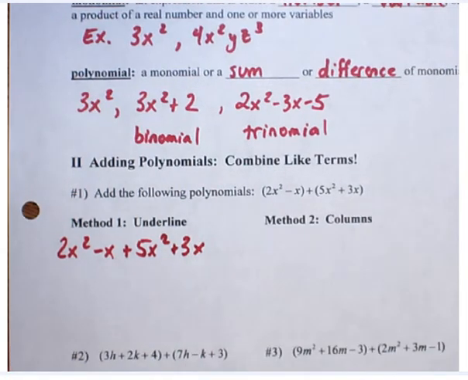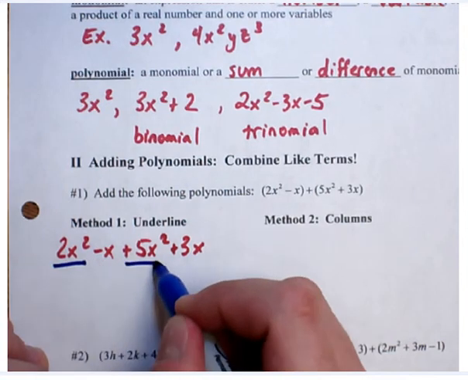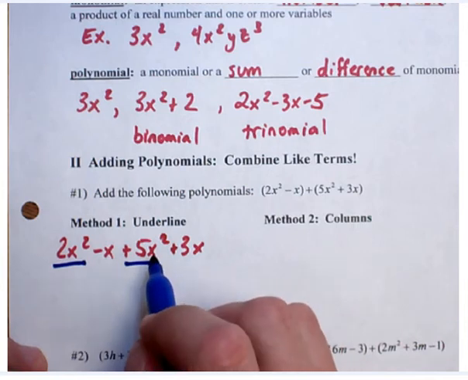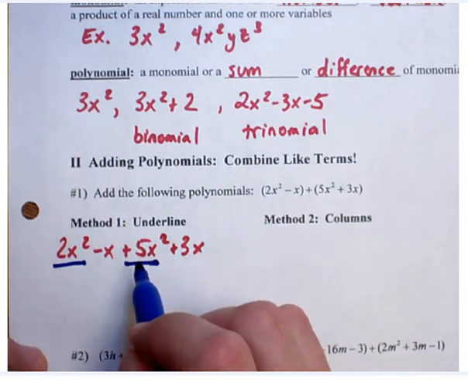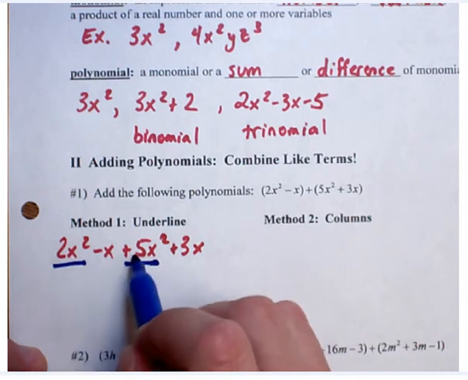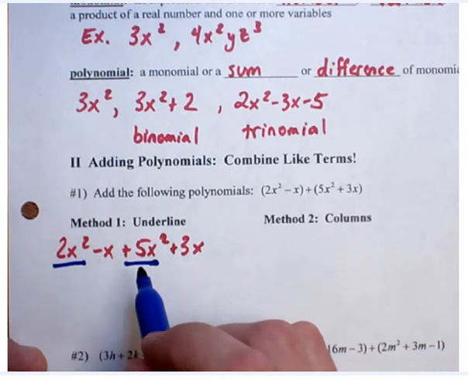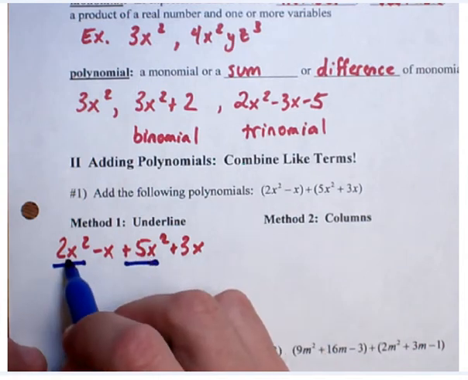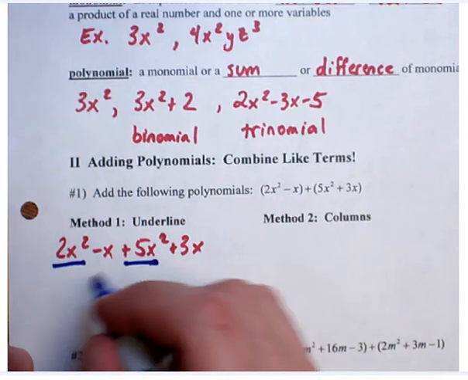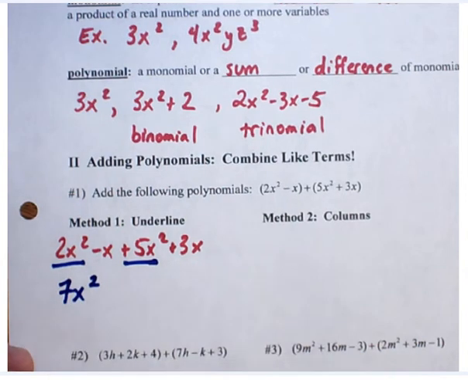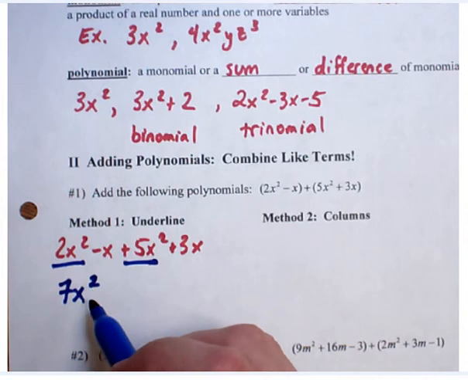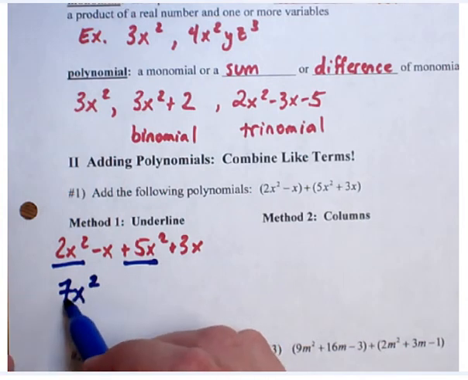And what I like to do is underline my like terms. So it's 2x squared plus 5x squared. Now remember that when you multiply variables, you add the exponents. But if all you're doing is adding and subtracting terms, then the variable and the exponents stay the same. All you do is add or subtract the coefficients. So 2x squared plus 5x squared is 7x squared. The variable doesn't change, the exponent doesn't change. When you add and subtract like terms, all that changes is the coefficient.